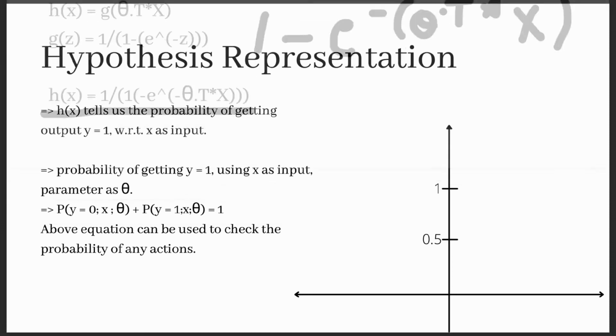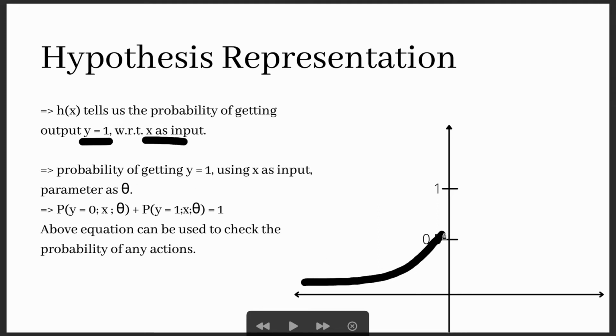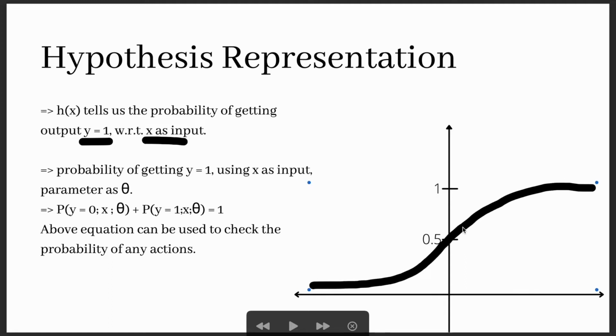Now let's proceed. This is hypothesis representation, our second topic. Here we use h of x to tell us the probability of getting one output from the two or multiple possible outputs. So let's say we want to know the probability of getting y equals 1 with respect to input x. First of all, the graph is something like this. It will be something like this, but it will be going through this.